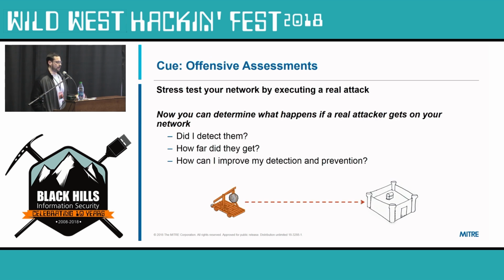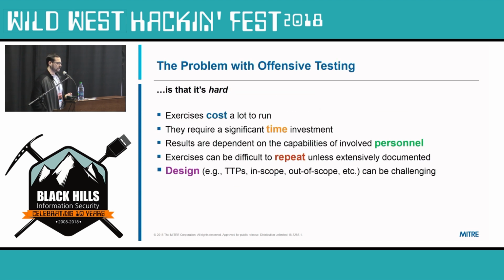And offensive assessments, generally the idea is you want to stress test your network by executing a real attack and seeing what happens. How well do you do? Did you detect the attack? How far did the attack get? And how can you improve your detection? The idea is that by executing a real attack, I don't just have these perimeters and I'm not using these checklists. I'm actually executing something and seeing what actually happens if an adversary were to get through to my network. And offensive tests are great.